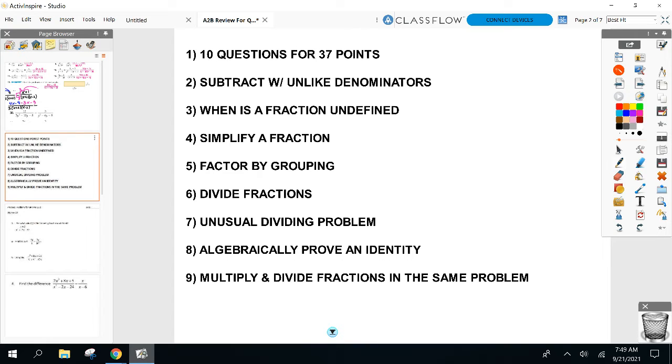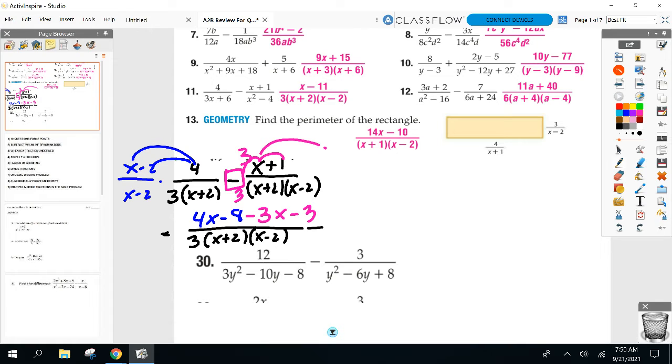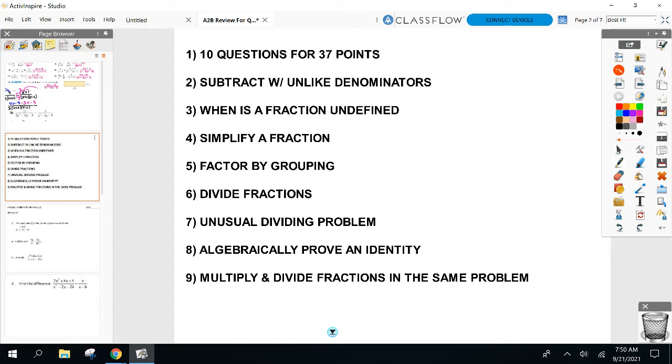10 questions, 37 points. And I went question by question, by the way. Subtract with unlike denominators. I just went over, I think, 3 or 4 of them right here. That's what I'm talking about. Question number 1, subtract with unlike denominators.